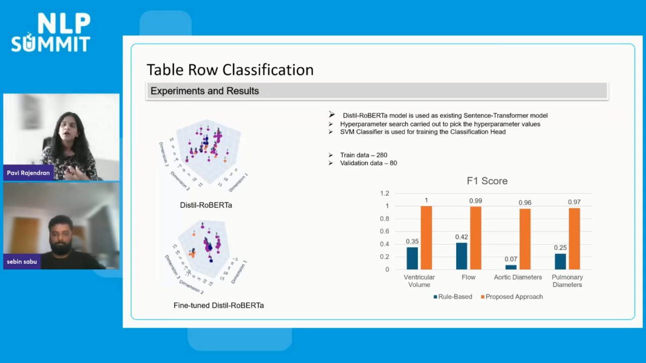Also in cases where we find that there's a pattern but we don't have enough variations, like this table row classification, we do want to start using more of a few shot learning approach.